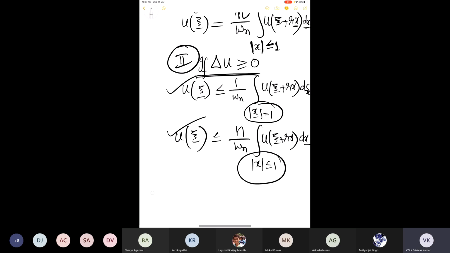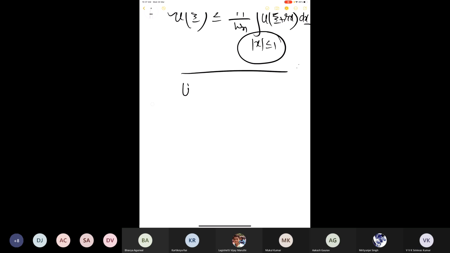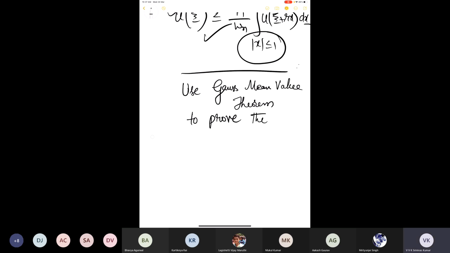What is the interpretation of these two? Yeah. So now use this to prove, use Gauss mean value. Once we apply this, we will understand what is the actual meaning of this Gauss mean value theorem. Okay, use Gauss mean value theorem to prove the maximum principle.